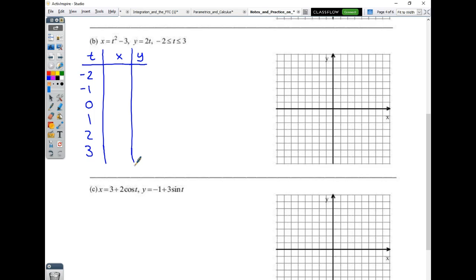What are the x's going to be for this? We're going to get 1, -2, -3, -2, 1, and 6. That's cool. What about the y?